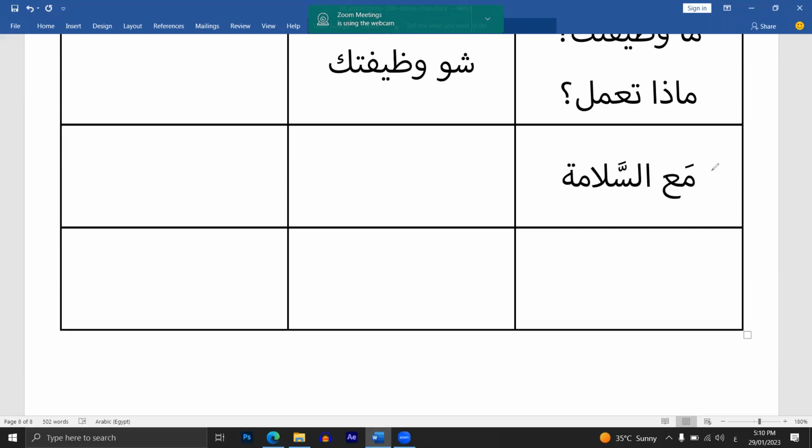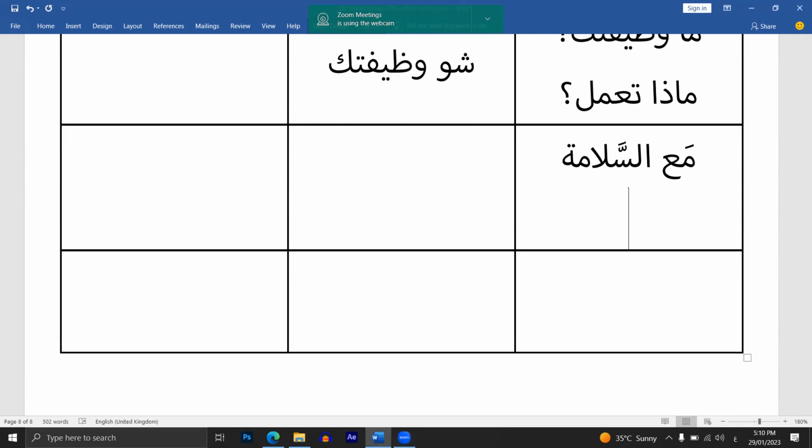This one, مع, is a preposition, means with. Is an adverb, actually. With, and السلامة, safety. Literally means with safety. It's like just go peacefully, or goodbye, or something like that. مع السلامة. We can also use إلى اللقاء. إلى اللقاء. Till we meet.